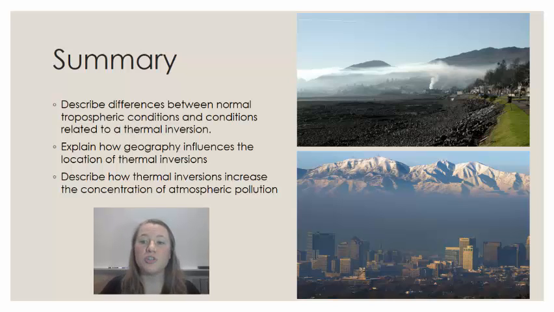Briefly, I want to point out these two pictures on our summary slide. The top picture, you can see smoke coming out from a chimney is being trapped by a thermal inversion and is spreading out horizontally right at the base or the bottom of that inversion layer. The bottom picture is showing Salt Lake City in Utah, and you can see all of the air pollution from the city is being trapped and is not able to escape upwards. So the people in that city are experiencing really poor air quality.